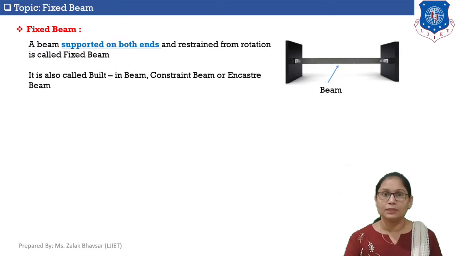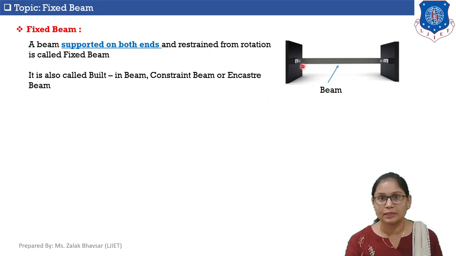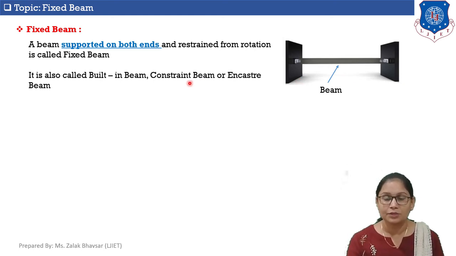So, a beam supported on both the ends and restrained from rotation is called a fixed beam. Here in this given picture, you can see that the horizontal line represents the beam, which is fixed at both the ends. This type of beam is also known as built-in beam or constrained beam or encastre beam.